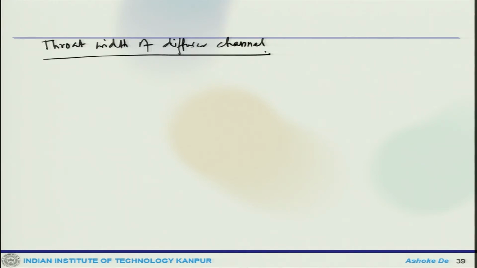Now, then we can look at the throat width of the diffuser channel. So, this is another aspect of it that one can do. Air entering the diffuser at its throat is also at an angle, and hence the throat region also has to be designed accordingly. So, that is why this is important.